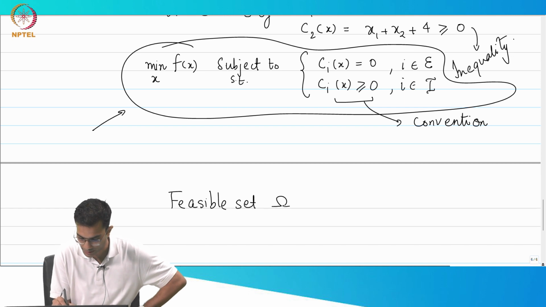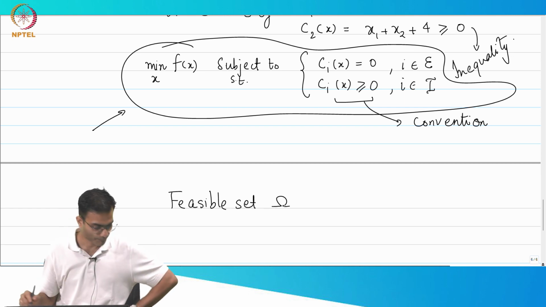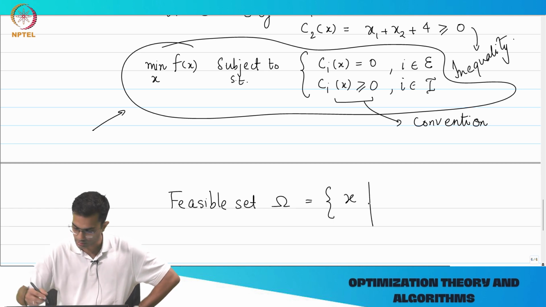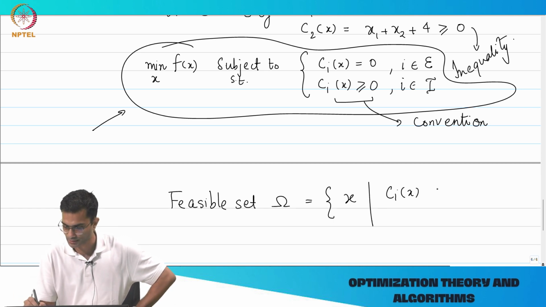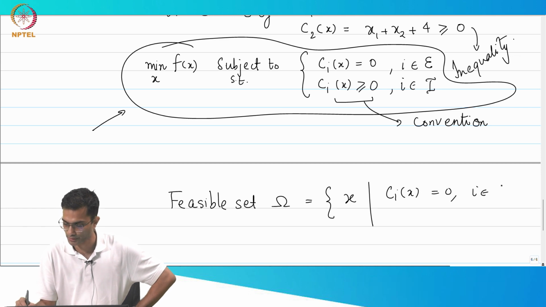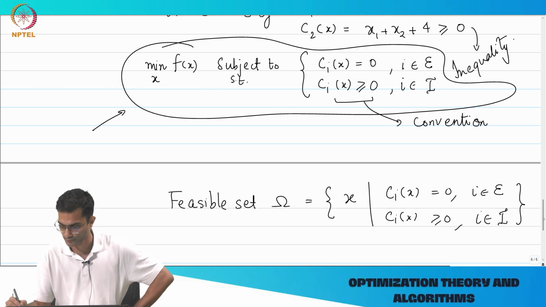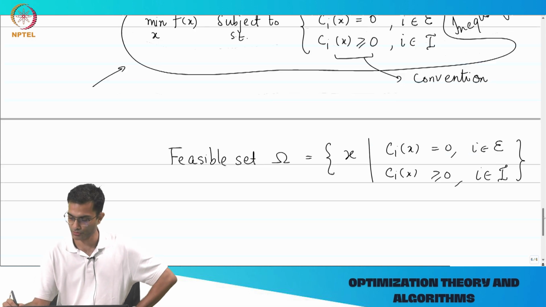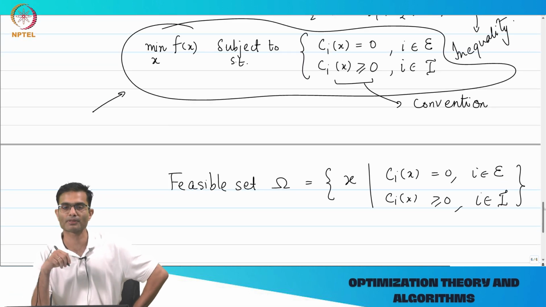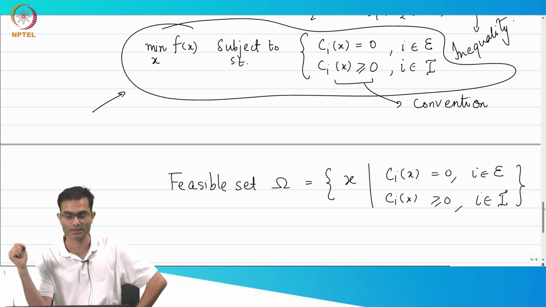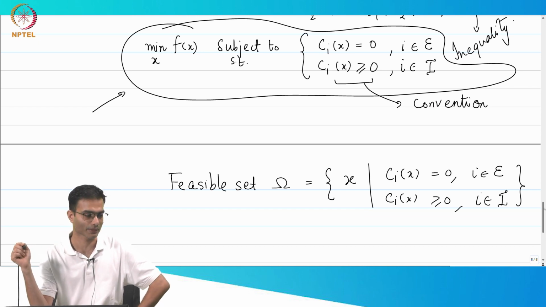the usual notation is capital omega, and it will simply be like this: x such that ci(x) is equal to 0, i belonging to equality, and ci(x) is greater than or equal to 0, i belonging to inequality. So, this is your feasible set. Is it clear what I mean by feasible set? All those x which satisfy the equalities and inequalities.